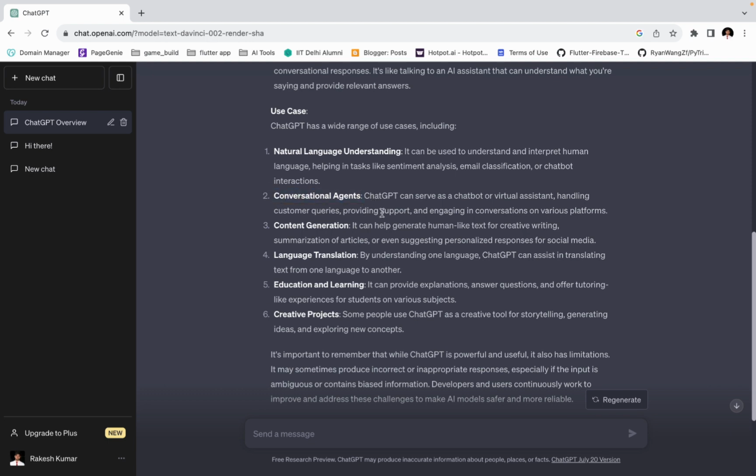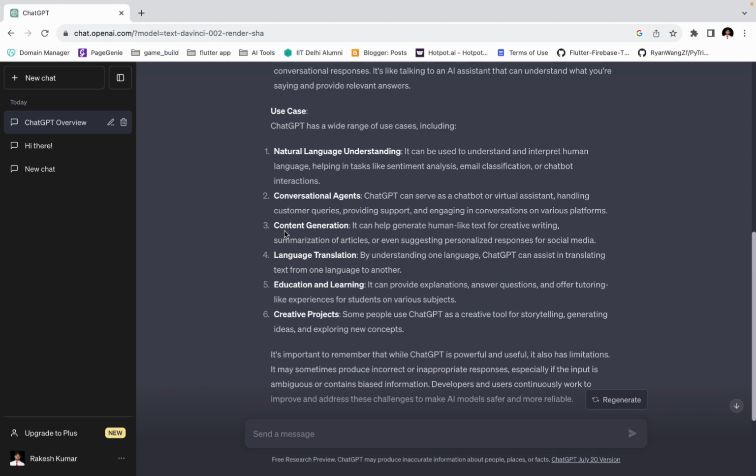Then it can be a conversational agent. Conversational agent means, for example, if I have some problem with Airtel, right, I have to call customer care, and that person asks a lot of things, and I have to reply, and I get frustrated, right? But if I replace that with a bot, it will give you a concise output for a concise input, right? It will solve your queries.